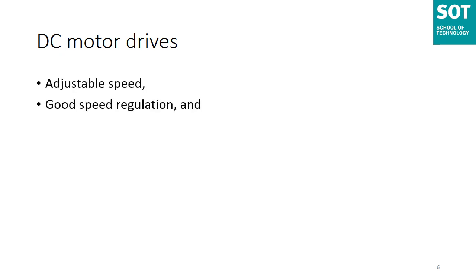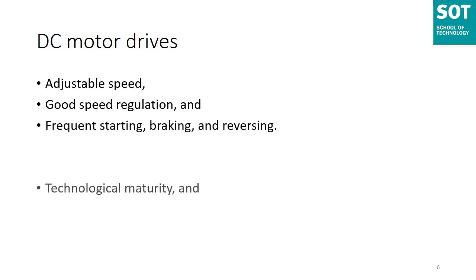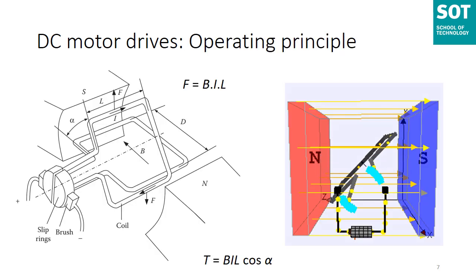Now let us move further and jump into the DC motor drives. DC motor drives have been widely used in applications requiring adjustable speed, good speed regulation, and frequent starting, braking, and reversing. Various DC motor drives have been widely applied to different electric traction applications because of their technological maturity and simplicity in control.